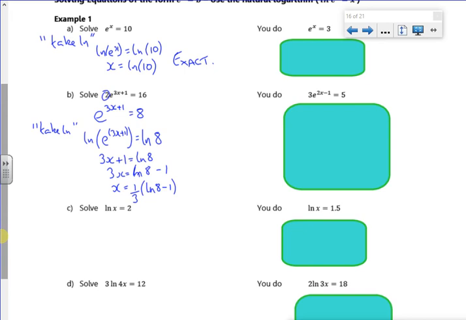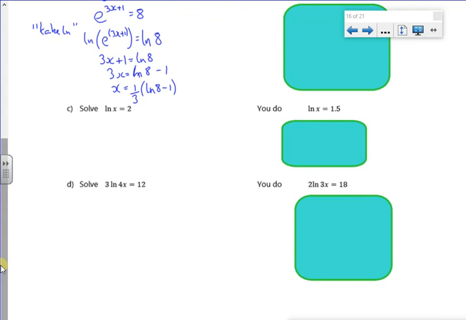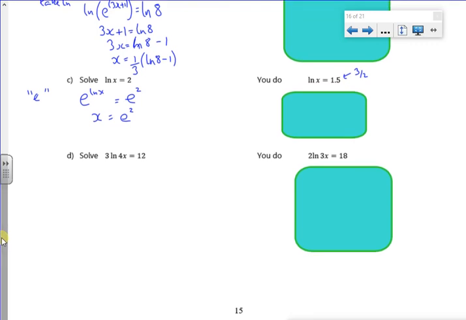They do this like a proper fraction. So to get rid of e, I just take ln. There's one there for you. So this one, to get rid of ln, I do e. So I've got e to the power of ln x. So the e and ln cancel, and that's going to be e squared. Leave it in exact form if you can. Even that 1.5, think of that as 3 over 2, not 1.5. So there's one there for you to have a go at.